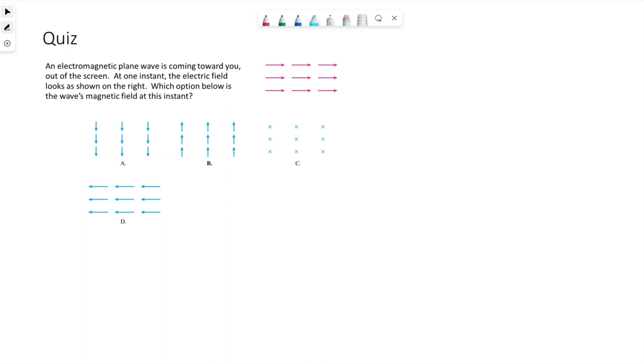The correct answer here is B. The direction of E cross B gives us the direction the wave travels in. So in this particular case, they tell us this electromagnetic plane wave is coming towards you. So towards you or me.